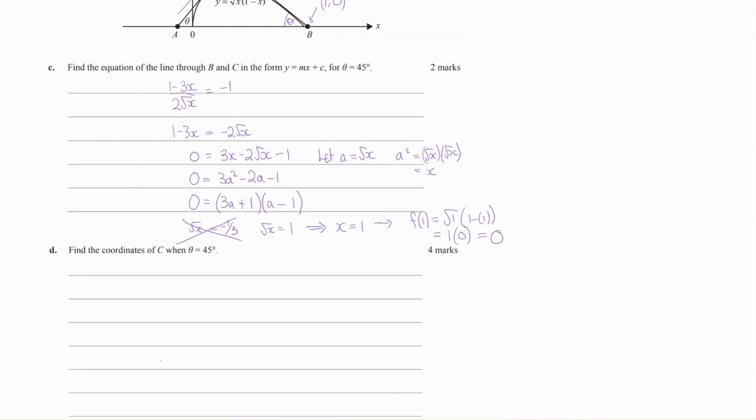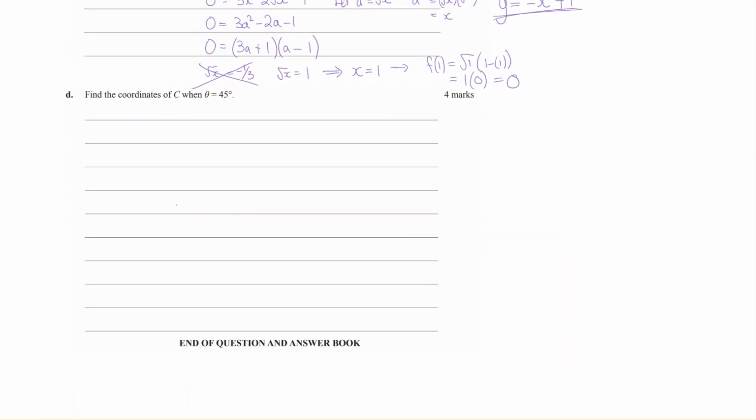So when we're talking about getting it in the form of y equals mx plus c, which is what the question's asked for, our m being our gradient is -1, and our c being our y-intercept is 1. So my final answer for this is actually y is equal to -x plus 1.